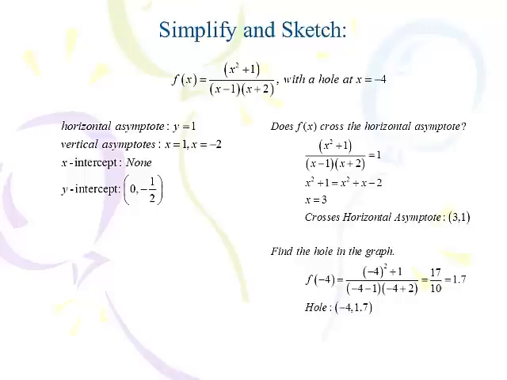Find the hole in the graph. Here we go. Set the negative 4 into the function, work it out, and you get 1.7. The hole is at negative 4, 1.7.